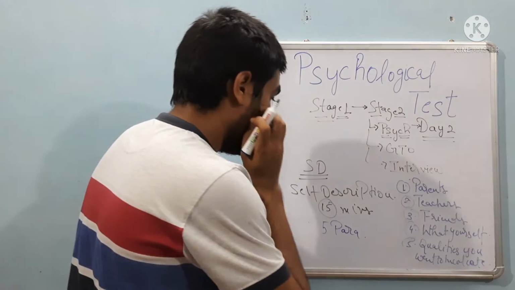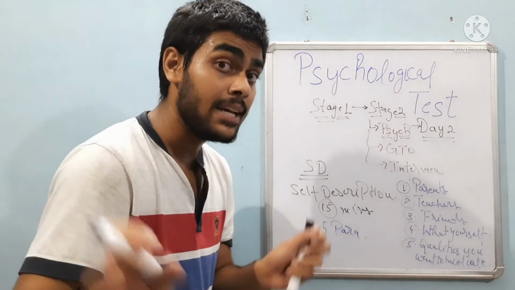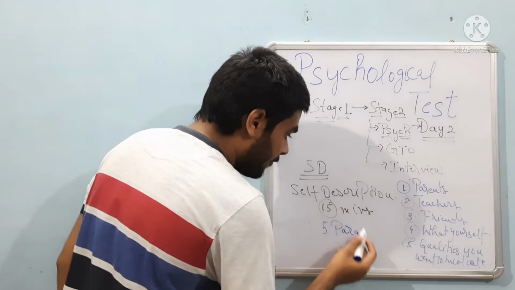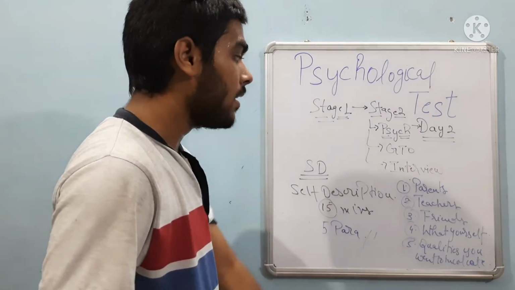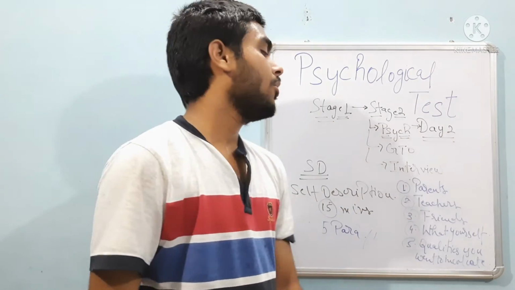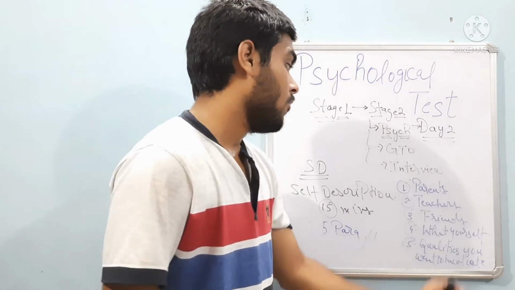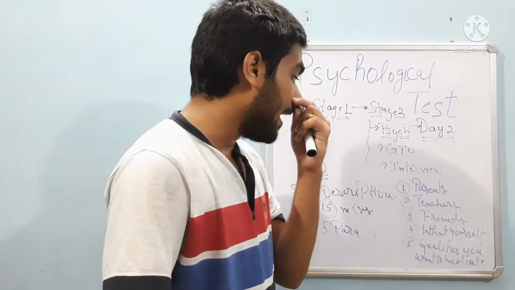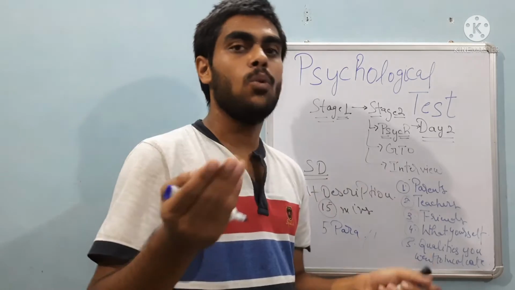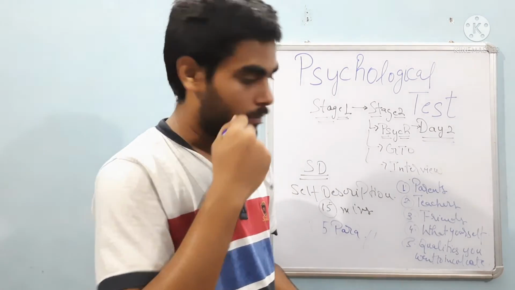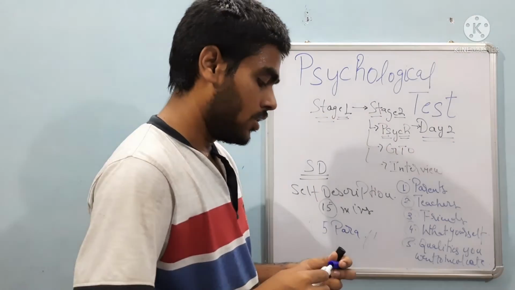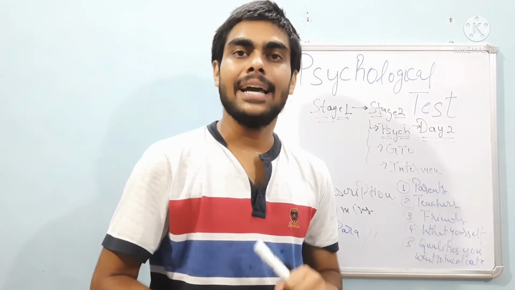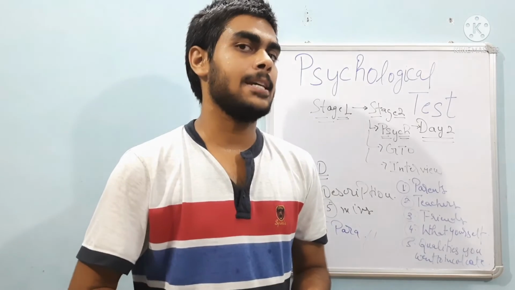So SD is the last test of the psych test, and in this you will get 15 minutes and you have to complete 5 paragraphs: what your parents think about you, what your teachers think about you, what your friends think about you, what you think about yourself, and last, what qualities you want to inculcate in yourself. After completing these 4 tests, that is TAT, WAT, SRT, SD, the psych test is completed.